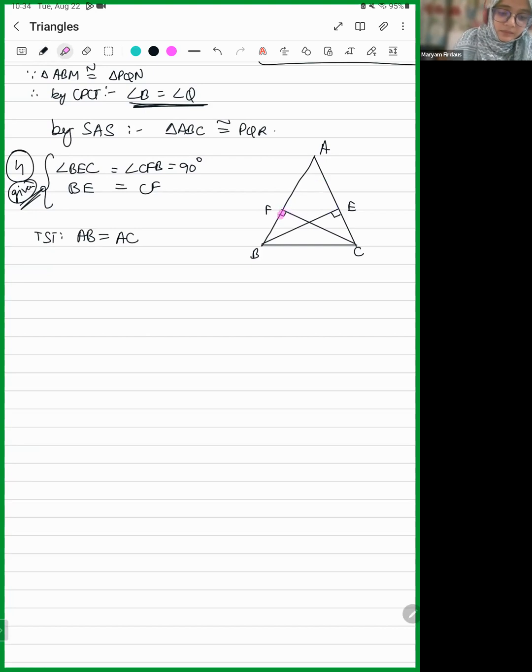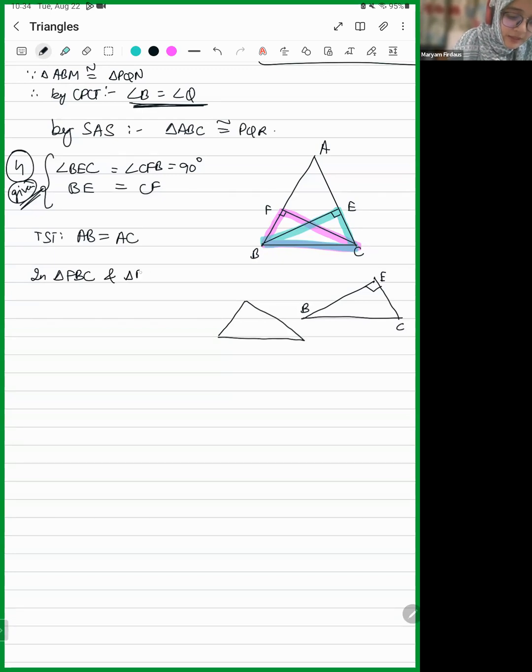Ma'am, by showing, to prove congruent, FBC and ECB. Yes. These two we will prove as congruent. So let me just draw these two triangles separately so that there is no confusion. What all do you have as equal? EB and FC. Okay. So first of all, you always write it like this: in triangle FBC and triangle ECB.